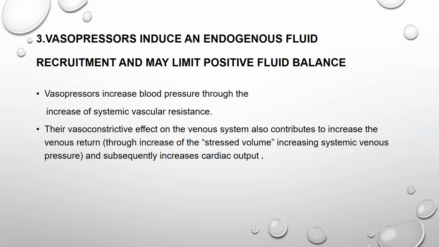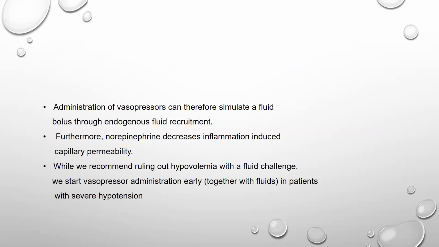will follow the gradient. So if you have a higher pressure at the venous end, then the end result is that you will have more blood flow coming back to the heart. So you increase the venous return, and subsequently you will increase the cardiac output. So it has an effect that mimics giving a patient a fluid bolus. Administration of vasopressor can therefore simulate a fluid bolus through endogenous fluid recruitment.